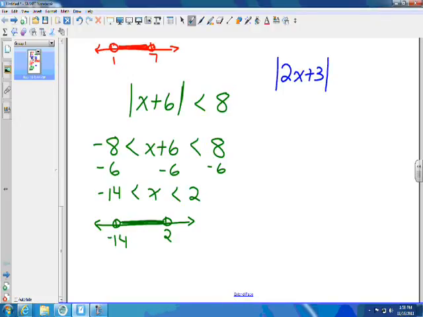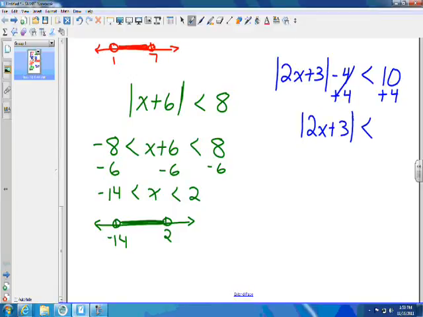Absolute value of 2x plus 3 minus 4 is less than 10. So what do we check first? Is there anything outside the absolute value? What do we have to do first then? Add 4, just like we did in the last section. You have to get the absolute value by itself before you do any splitting up or get rid of the absolute value signs. So that cancels. Now we have absolute value of 2x plus 3 is less than what?